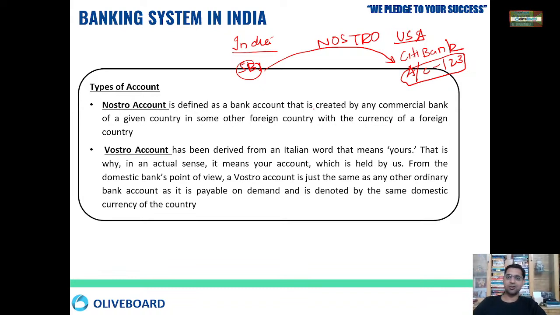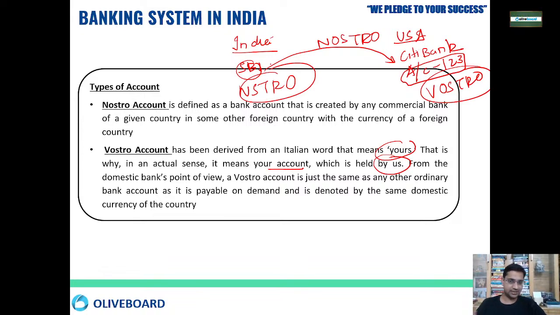So it is defined as a bank account that is created by any commercial bank of a given country in some other foreign country. Vostro account has been derived from the word yours. It means your account which is held by us. So for SBI, it will be called a Nostro account, and for Citibank it is the Vostro account. And the terms are used interchangeably, vice versa, like that.